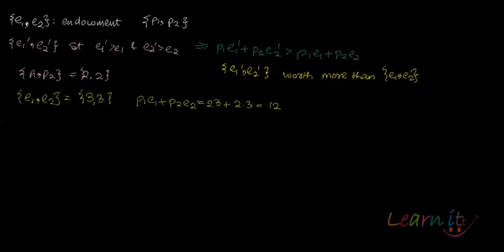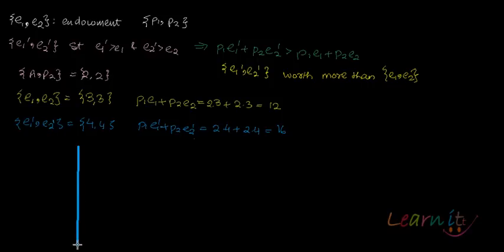Say there's a new endowment which is E1 dash, E2 dash, which is say 4, 4. Then what is the value of this new endowment at the same level of prices? P1 E1 dash plus P2 E2 dash is basically 2 into 4 plus 2 into 4, which is 16. Clear? So now in case I want to graph it, how will I be able to graph this?